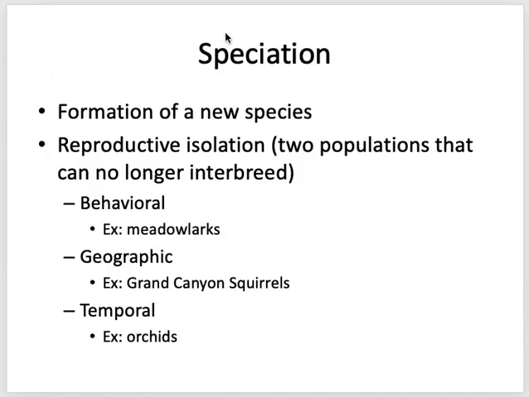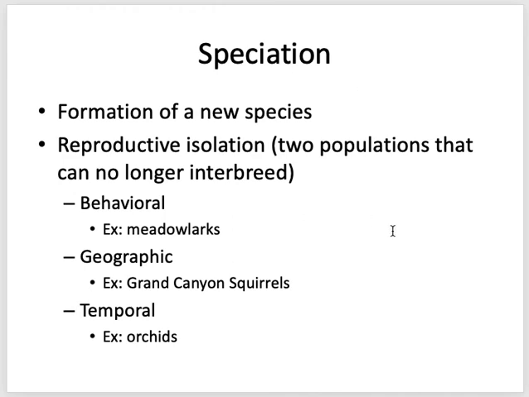So, speciation, of course, is the formation of a new species. All evolution doesn't result in the formation of a new species. Sometimes evolution is just about the change in frequency of an allele within a population, but it's still the same species. That would be microevolution. When we actually have the formation of a new species as a result of significant shifts in frequency of alleles, that's when we end up with macroevolution or speciation.